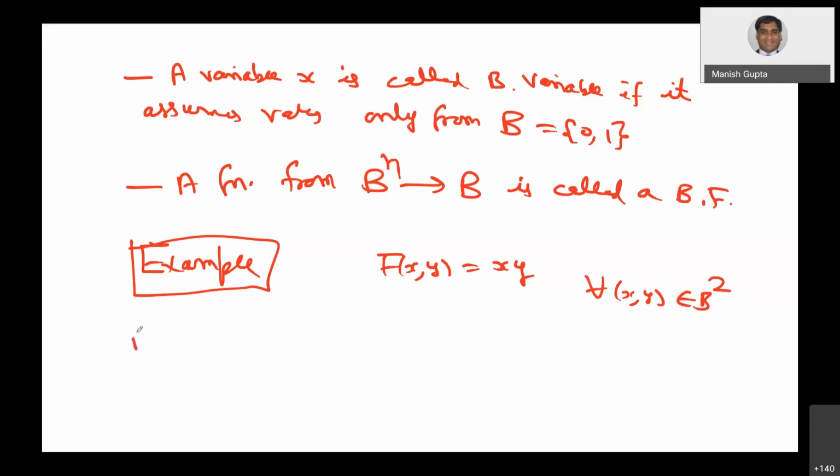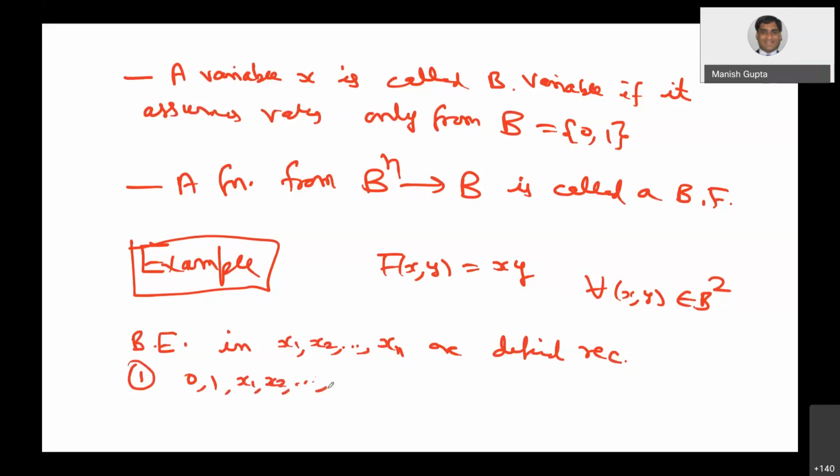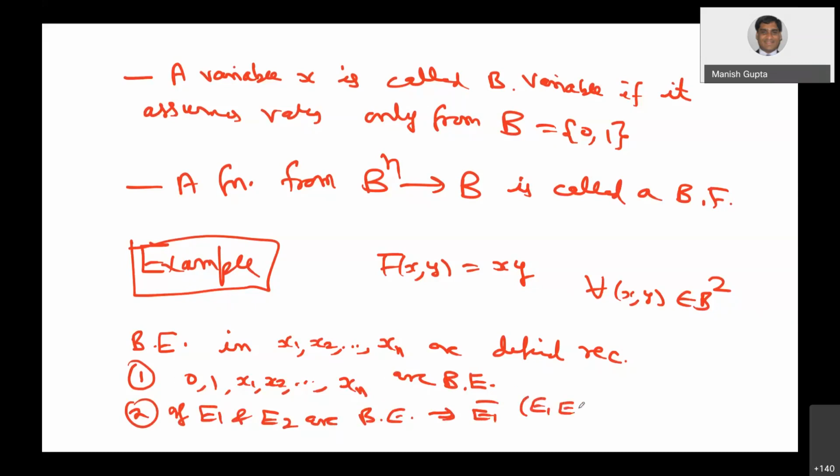Boolean expressions in variables x1, x2, ..., xn are defined recursively as follows. First, 0, 1, x1, x2, ..., xn are Boolean expressions. Second, if E1 and E2 are Boolean expressions, this implies that E1 complement, the product E1 E2, and the sum E1 plus E2 are Boolean expressions.